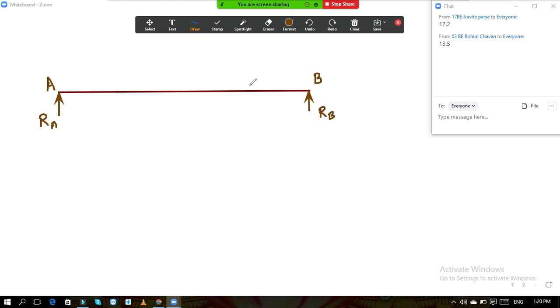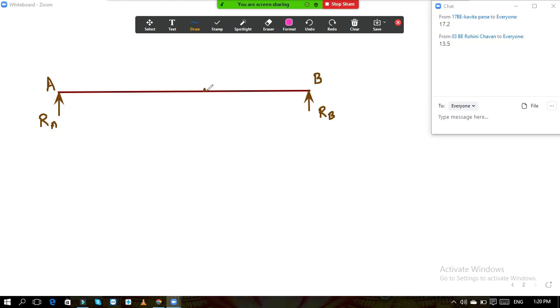And what is the length? So 1.4 plus what is our width of the support? Our width of support is 230 mm. So it is 230 by 2. So 1.4 plus 0.23 by 2. What is the answer? 0.23 by 2 is 0.115, plus 1.4. So it is nearly about 1.51. Okay, so this is the point.